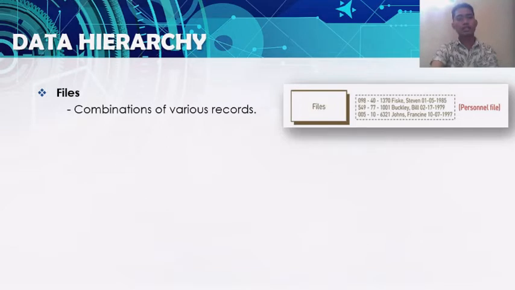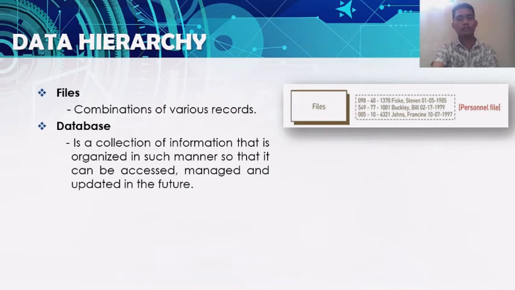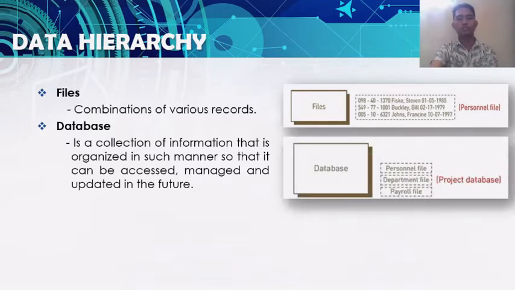The last and highest level in the data hierarchy is the database. It is a collection of information organized in such a manner that it can be accessed, managed, and updated in the future. It consolidates records previously stored in separate files into a common pool of data records that provides data for many applications. As you can see in the picture, it includes the personnel file, the department file, and the payroll file.